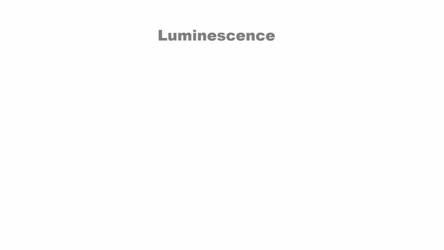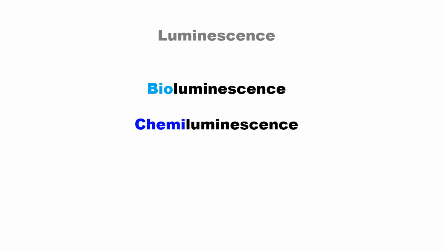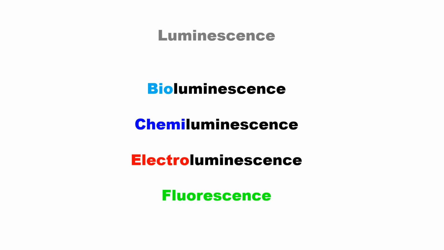Depending on the input energy form, it can be classified as bioluminescence or chemiluminescence. If it is electricity, we can call it electroluminescence. Sometimes the input energy can also be shorter wavelengths of light. In that case, we call the phenomenon fluorescence.